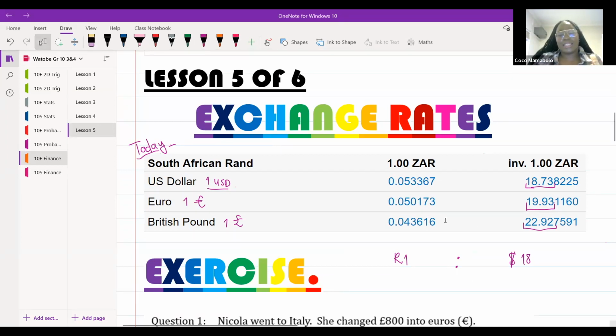All right, let's get started on today's lesson. So what we're going to be doing is converting from one currency to the other. So we want to know if we have to get 10 American dollars, how much would that actually cost us in South Africa? So that's basically what exchange rates are.